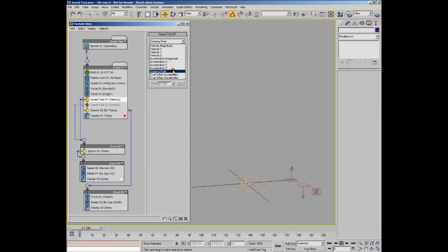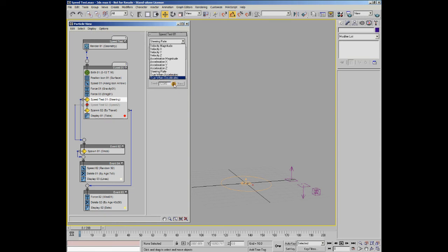The next option is test true when accelerates, and quite simply the criteria here is this test will test true the moment the particle accelerates in any way. The next option obviously works in the opposite way. This will only test true when the particle decelerates in any way, but that's in any way whatsoever.